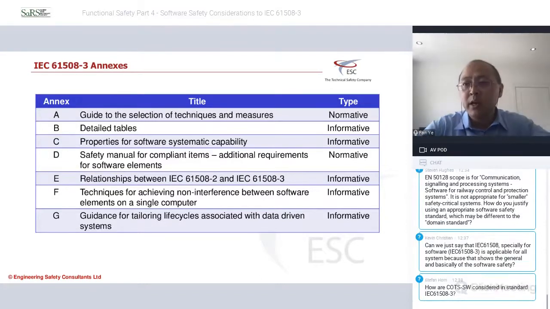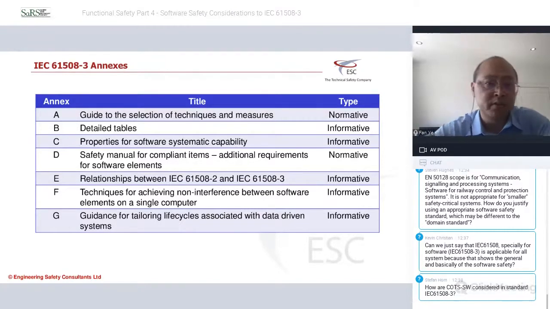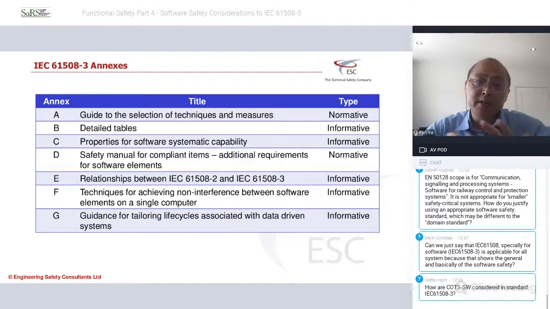As I mentioned, both Part 2 and Part 3 have a number of tables detailing different techniques and measures to help you avoid introducing systematic faults into the design and development of the system, or techniques and measures to help you detect faults and errors that are introduced in the system. Annex A contains the high-level tables. Some of the items in those tables could then expand into a number of detailed tables.